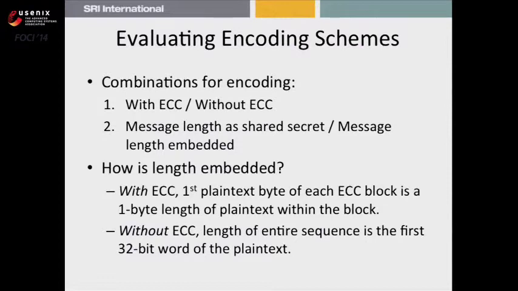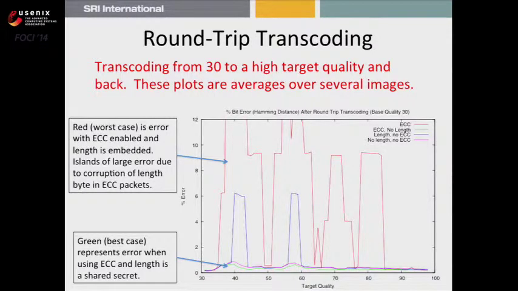So we did a number of comparisons with ECC, without ECC, using message length as a shared secret, or embedding the message length directly in the encoding and the embedding. Rather than go into the details, I'll just show you the results here. This is averaged over several images, and again, it's a range of frequency and textures in the image. So we wanted to try and get an idea of how well the method works under different circumstances and with different combinations of length as a shared secret and ECC.